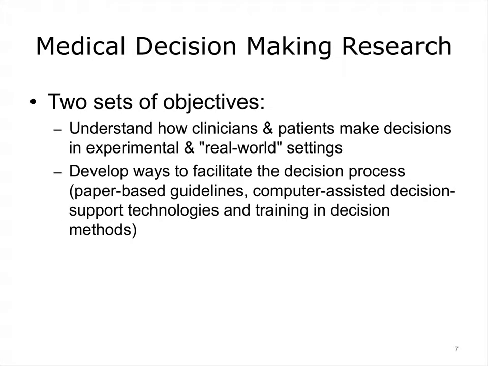There are 2 main areas of work in the medical decision-making research. The first involves an understanding of how decisions are made. The second involves the means to facilitate and improve the decision-making process in order to improve patient outcomes. In the next few slides, we will focus on the first objective, understanding how decisions are made. Following that, we will concentrate largely on issues related to the second objective, how to facilitate and improve the decision-making process.